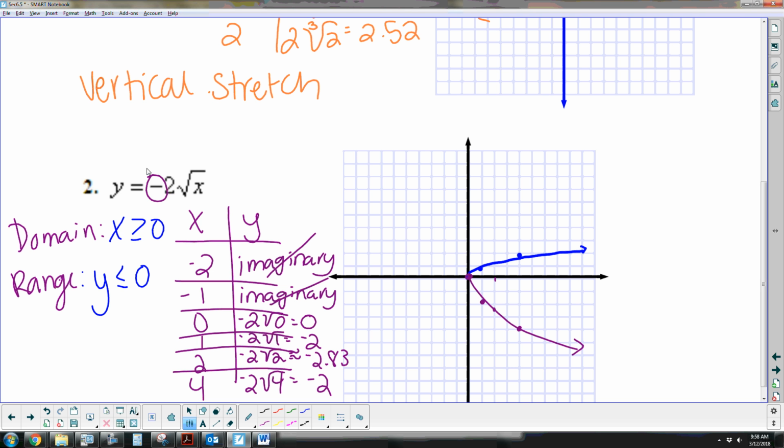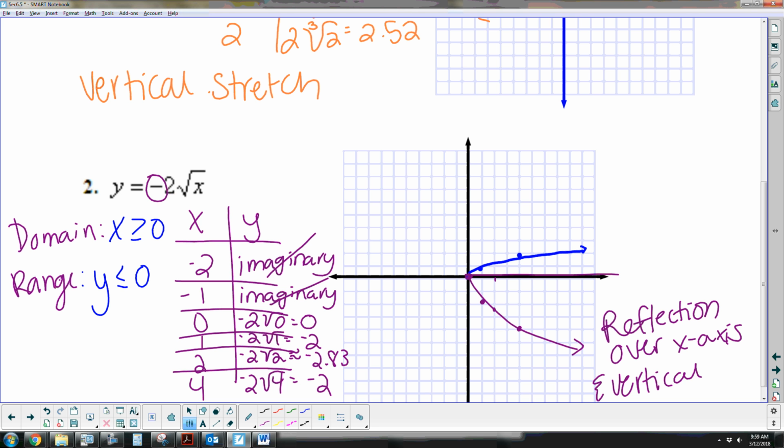The purple one is the graph of y equals negative 2 times the square root of x, and the blue is just y equals the square root of x. Well, if you compare these two graphs, first of all, you have a reflection over the x-axis, which is this axis right here. And secondly, you also have a stretch. So this negative value gives you the reflection, and this a value gives you the stretch.